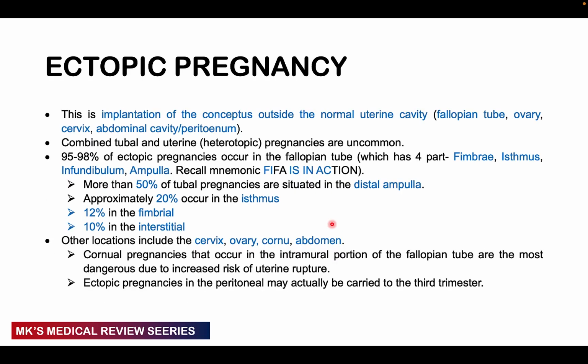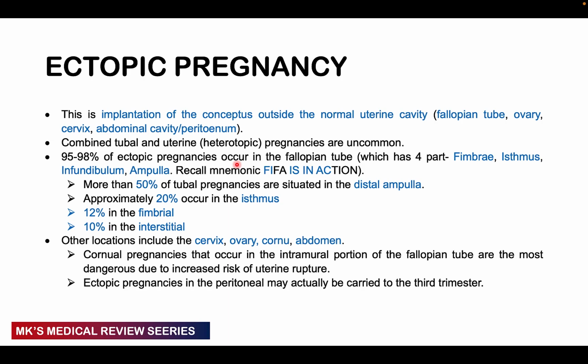So what exactly is an ectopic pregnancy? If you're ectopic, it means you're somewhere where you don't need to be. So this is simply implantation of the conceptus outside the normal confinements of the uterine cavity. This can happen in the fallopian tube, the ovaries, the cervix, or the abdominal cavity or peritoneum.